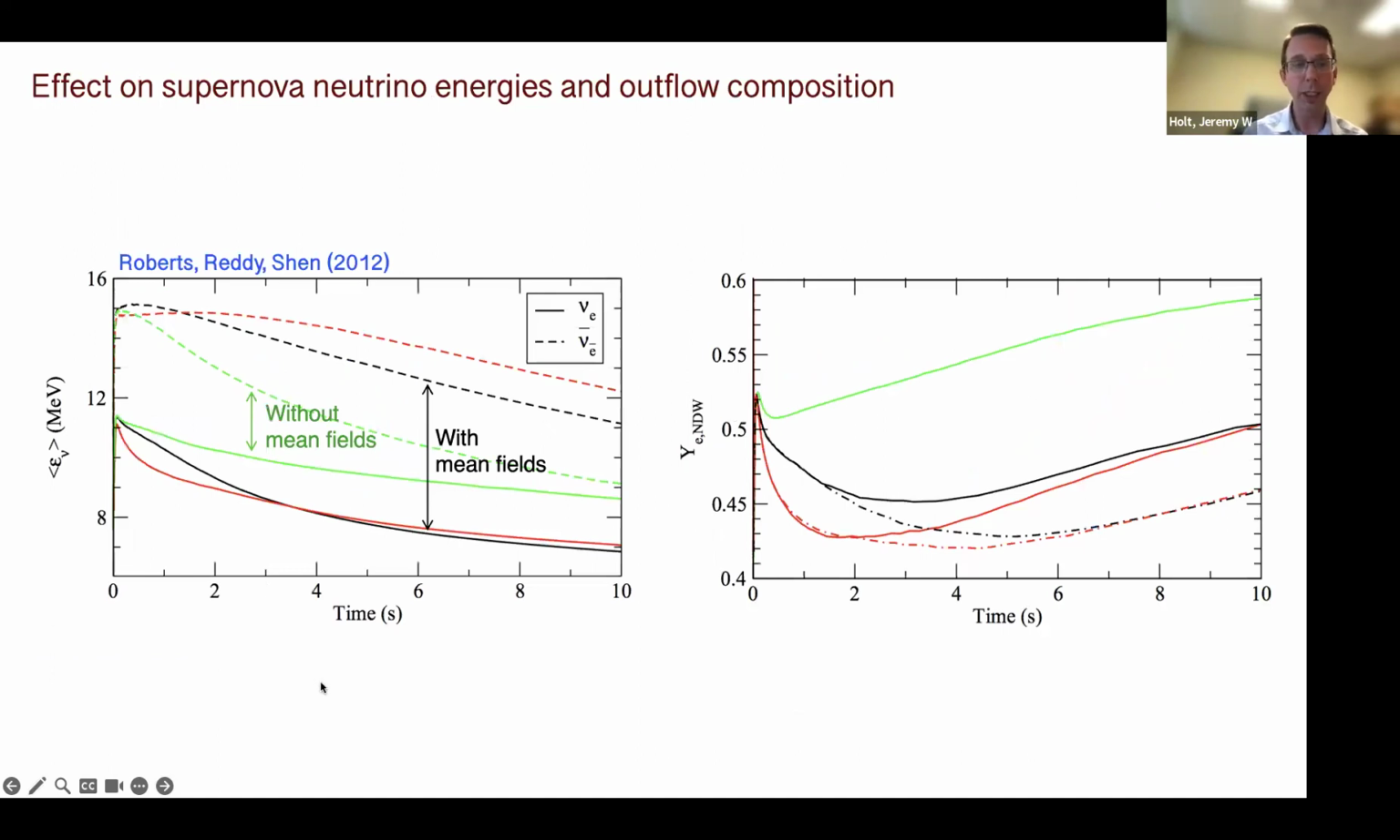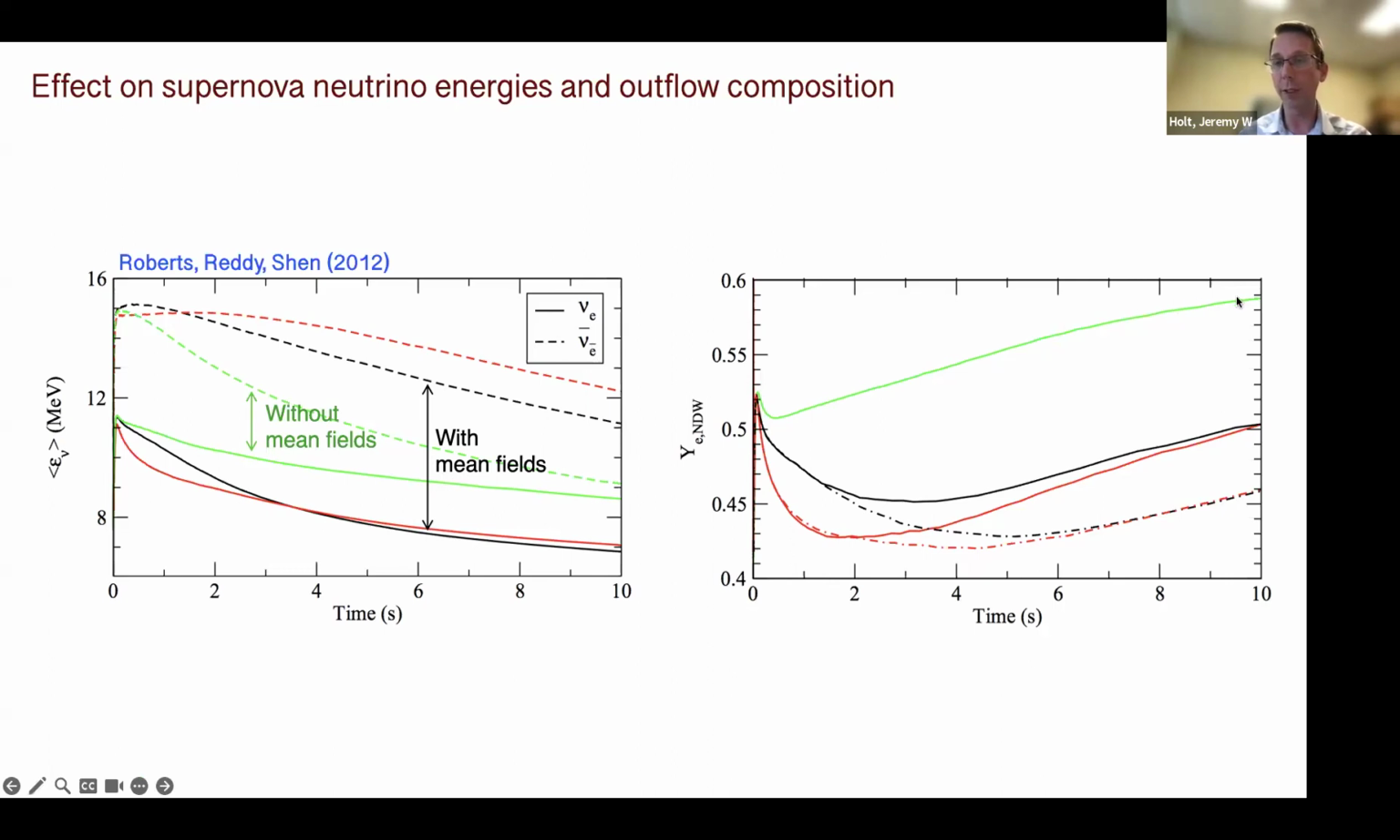So how does this affect simulations? Well, this shows, for instance, the luminosity of electron neutrinos and antineutrinos in a proto-neutron star cooling simulation. Without mean fields, you see that the luminosities are much closer together. And that's because the neutrinos are decoupling around the same region. But when you include mean fields, then all of a sudden the electron neutrinos are decoupling much later, right? Because they undergo stronger reaction cross sections, and so their energies as they come out are much reduced. Okay, and so you see that there's this large splitting between the antineutrinos, which have larger energy and decouple earlier, and the electron neutrinos, which decouple later and hence have smaller average energies. This also affects the composition of the neutrino-driven wind.